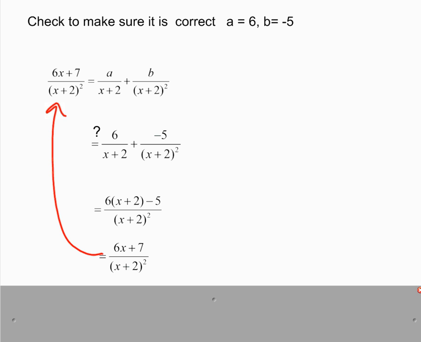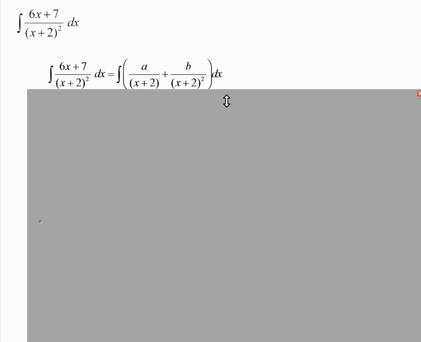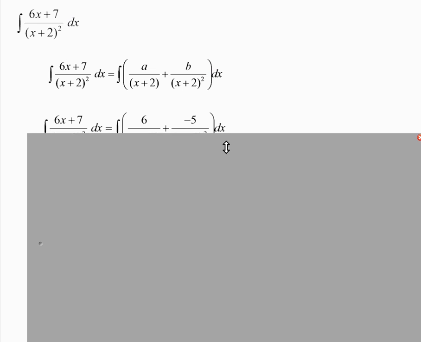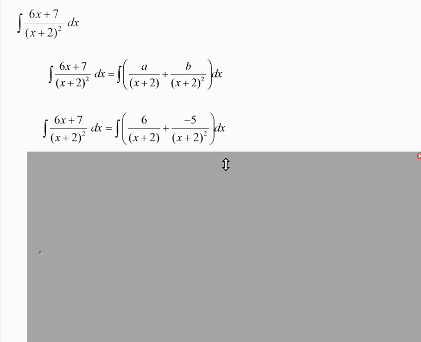Okay, so let's actually go ahead and integrate this problem. So we start with that. We have the setup. We then solve for A and B. We get A is equal to 6, B is equal to negative 5.